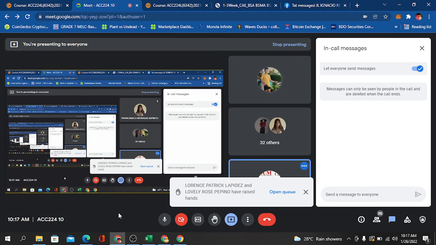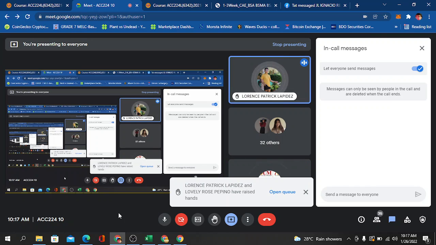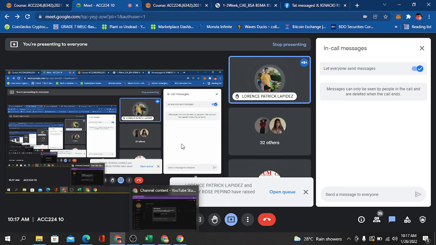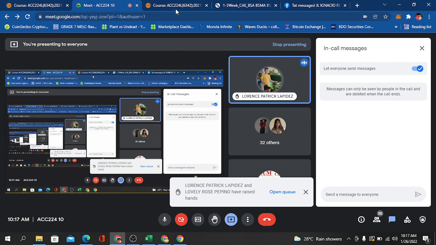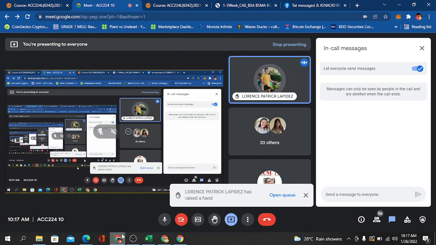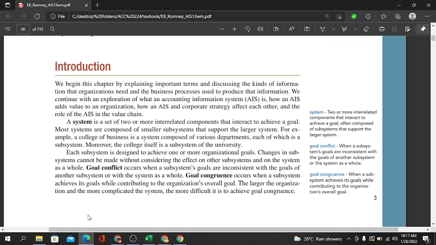I would like to add, ma'am. AIS draws on theory and practice from the related disciplines of MIS and computer science, as well as accounting, auditing, other business disciplines such as management and marketing, and economic psychology, which is very important in decision making for the company, ma'am.